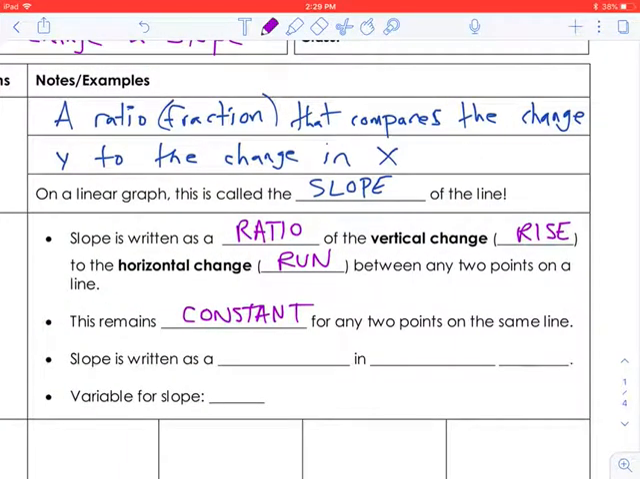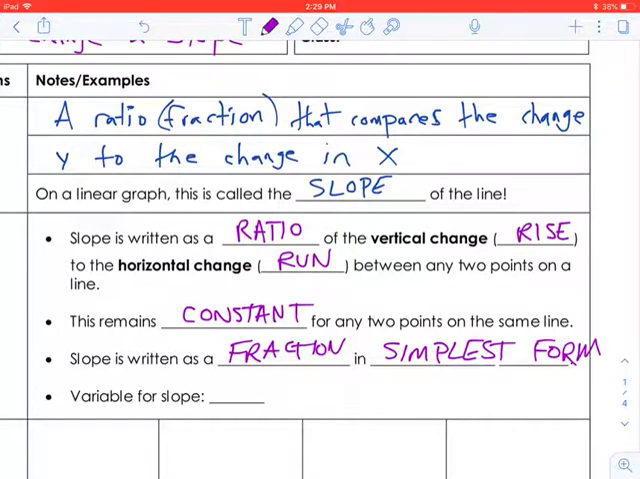The slope is written as a fraction, not a mixed number. If you get 5 over 2, you're not going to change it to 2.5. 5 over 2 stays that way. It's a fraction in simplest form, which means each time you have a fraction, you want to double check and see if it's in simplest form, and if not, you need to reduce it. Okay, and then the variable for slope is always m. Whatever m is, that's the slope.